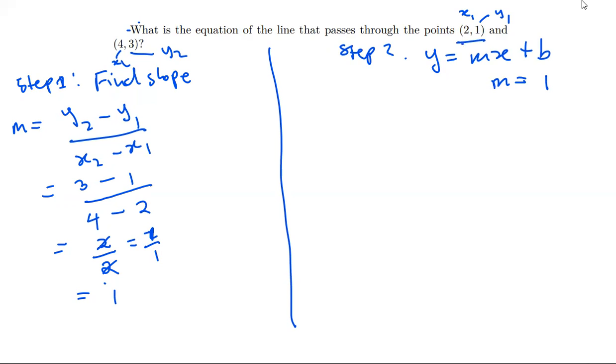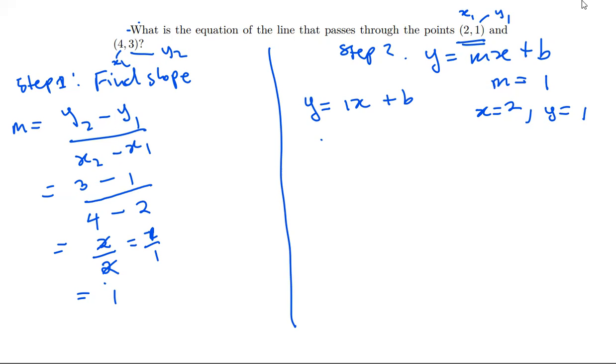I prefer working with this point, but you can just get the result working with this point as well. So this point tells us that x is 2 when y is 1. Okay, so we can start off by writing that y is equal to 1x plus b, from knowing that the value of m is 1.